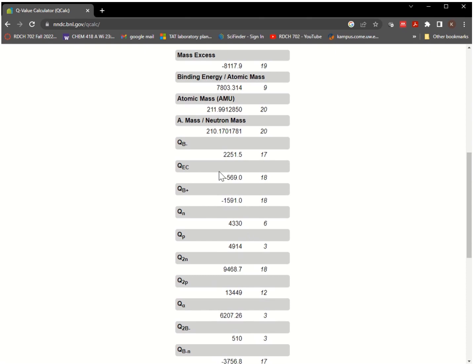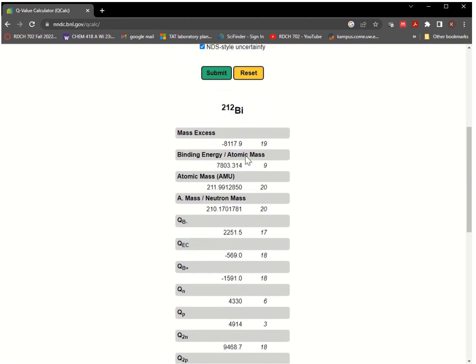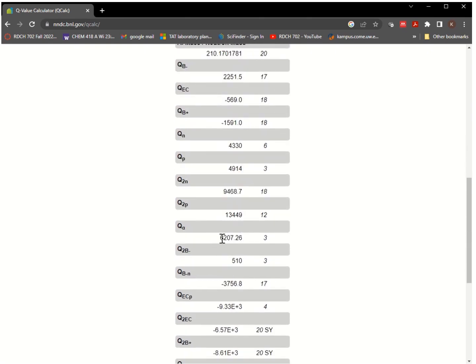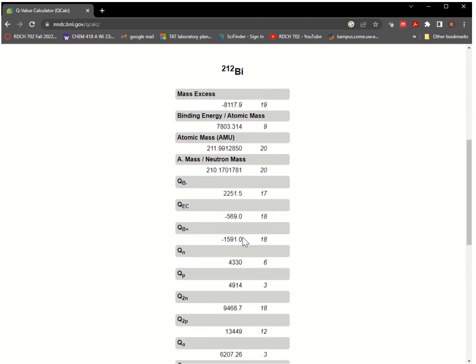And for bismuth-212, I want to note that beta minus has a positive Q value, and again, these Q values are in keV. They're not explicitly listed, but these values are in keV. And the alpha also has a positive Q value. This isotope does in fact branch. It decays about 33% by alpha and the remainder by beta minus.